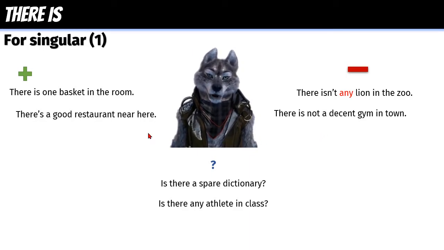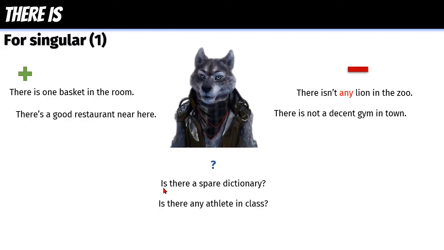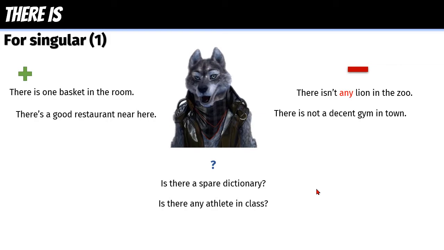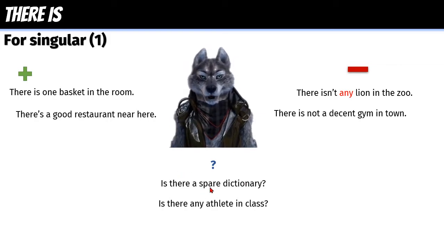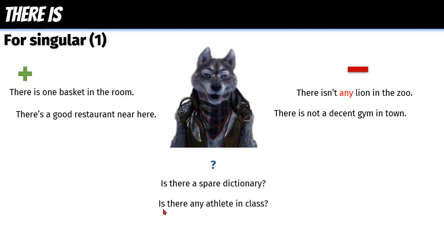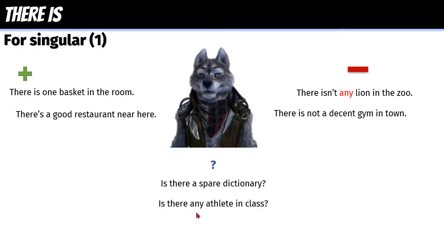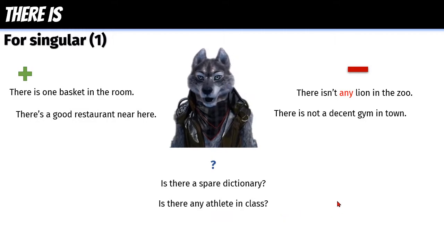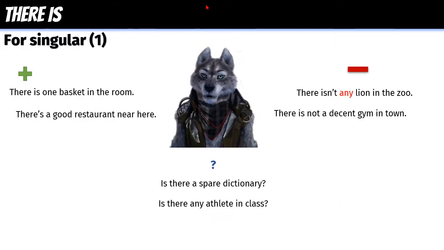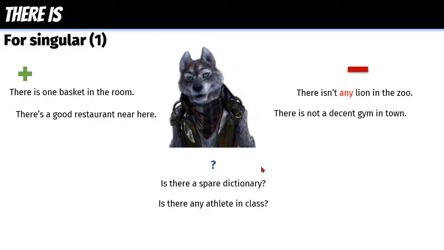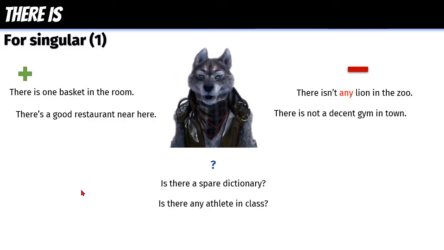For questions, well, the order is going to change a little. So, is there a spare dictionary? So you're asking somebody if they have an extra dictionary right here. Is there any athlete in class? So you're asking if an athlete exists among your classmates. So the answer can be yes, no, yes there is, no there isn't. Okay, so just remember, this is the basic order of these sentences.